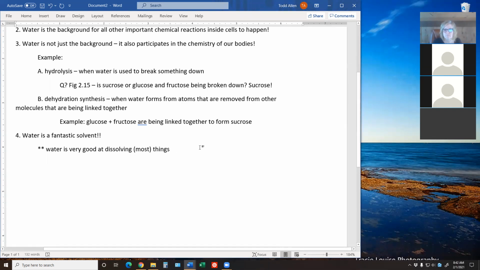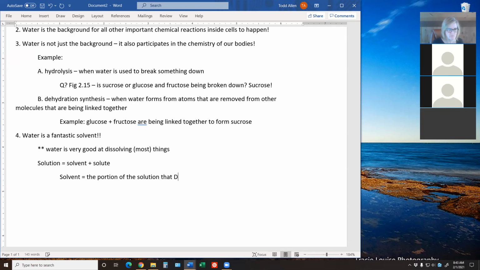So you're going to want to become comfortable with the following statement. Okay, a solution equals a solvent plus a solute. Okay, and so if we define these things, a solution is the entire liquid with dissolved goodies in it. So let's define these things, right? Solvent is the portion of the solution that does the dissolving.